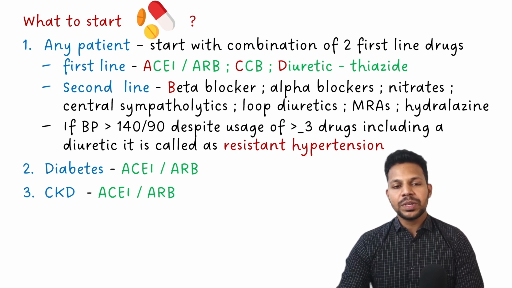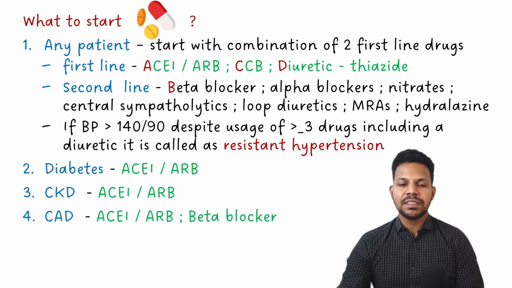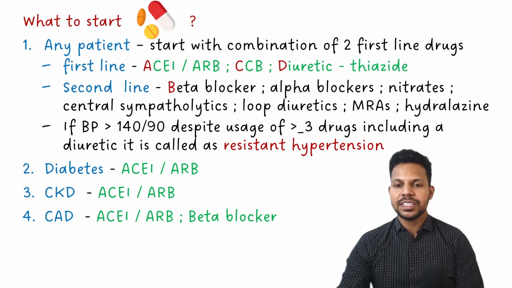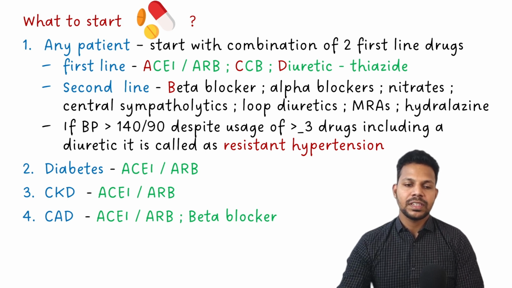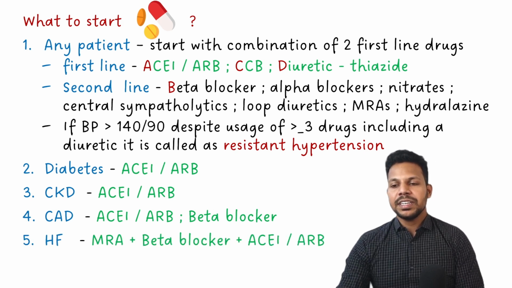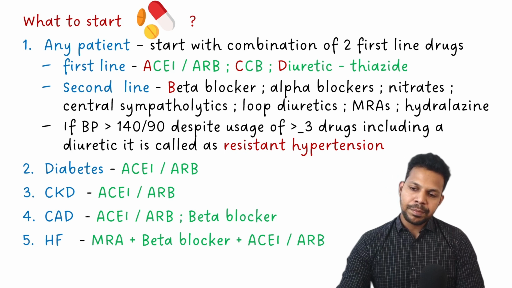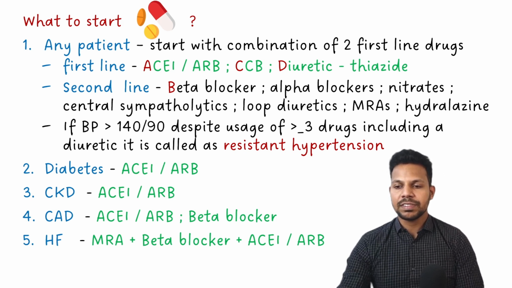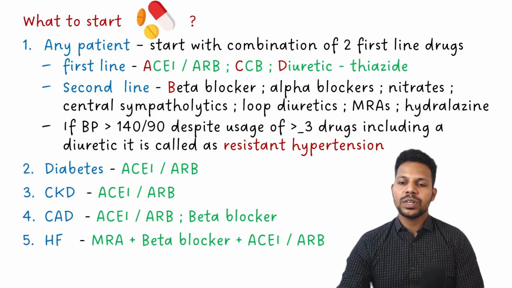If the patient is a known case of coronary artery disease, start with an ACE inhibitor or ARB and a beta blocker. Why? Both of them have certain mortality benefit in these patients and they are going to reduce the cardiac remodeling also in these patients. If the patient is again having heart failure, the first line drugs are mineralocorticoid receptor blockers, beta blockers, and ACE inhibitors or ARBs. Along with that, we have SGLT2 inhibitors as well. Together, all these four are included under the first line drugs for the management of heart failure.